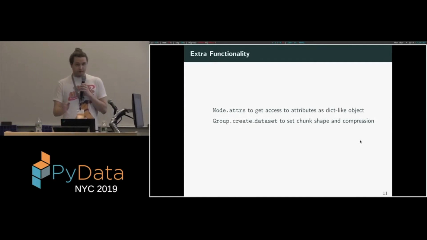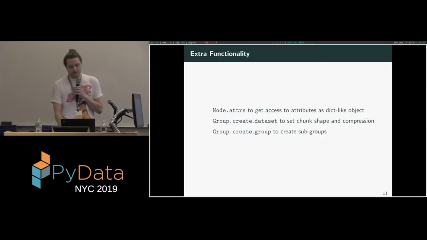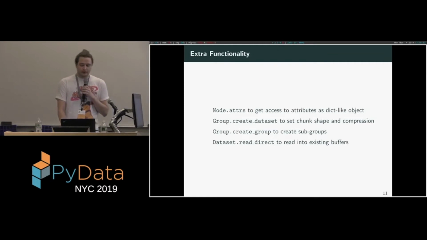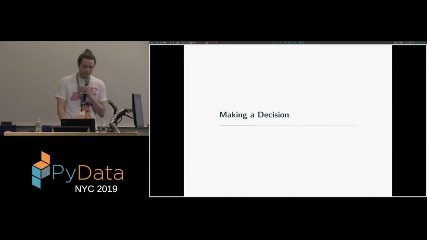The signature is almost identical between Zarr and HDF5 or H5Py as well. There's also create group to create subgroups. And data sets have a method called read direct. This is what it's called in H5Py. It's got a much more verbose name in Zarr that I can't remember. It's like get basic selection or something. And what this lets you do is read memory into an existing buffer without allocating. So this is an important API to look at if you are doing some high performance reads.